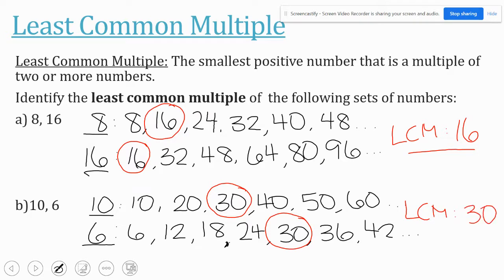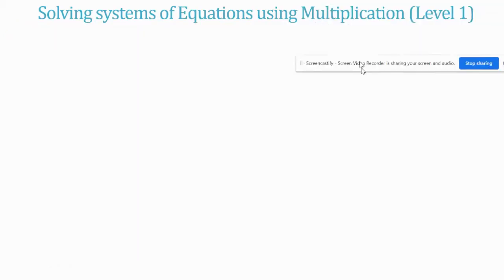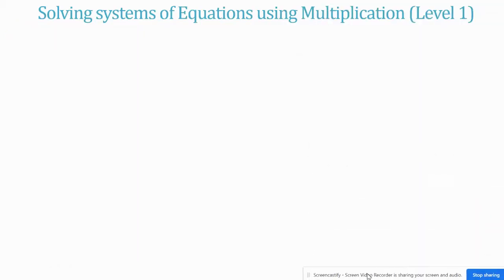So this is really important to remember. You're going to have to use some math sense, some mental math in this lesson and in the next few lessons, and just referring to these timetables and how to find a least common multiple. Okay, so let's take a look. So solving systems of equations using multiplication, level 1.